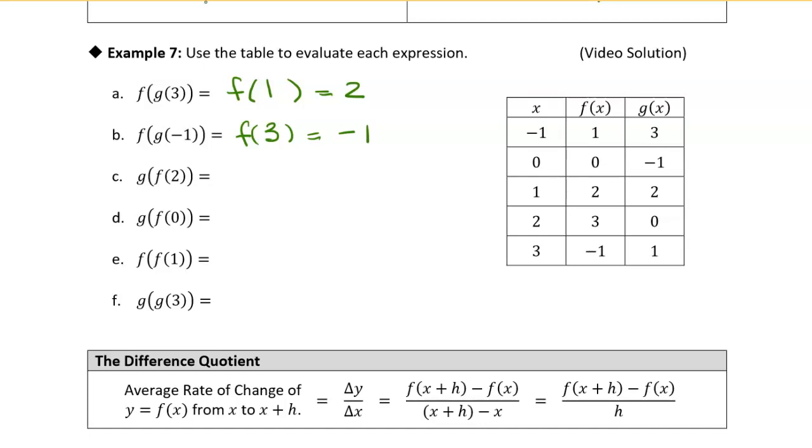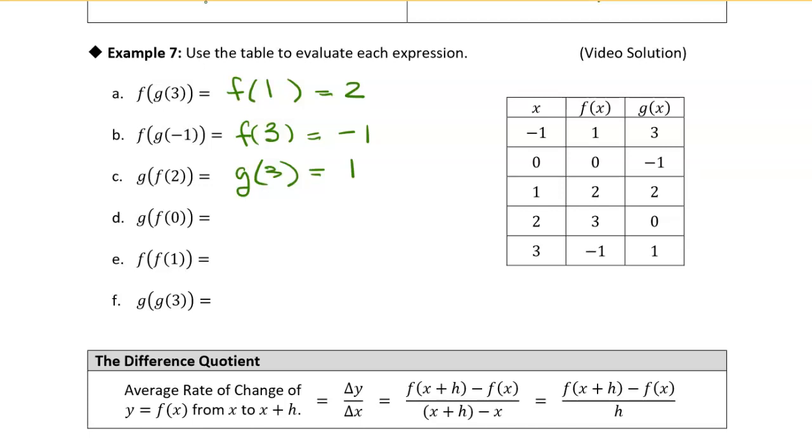So let's keep going. Now we've flip-flopped the f and the g. Now we're taking g of f of 2. I'm going to work from the inside out. I'm going to find f of 2. So when x is 2, f of 2 is 3. And now I'm going to find g of 3. When x is 3, g is equal to 1.